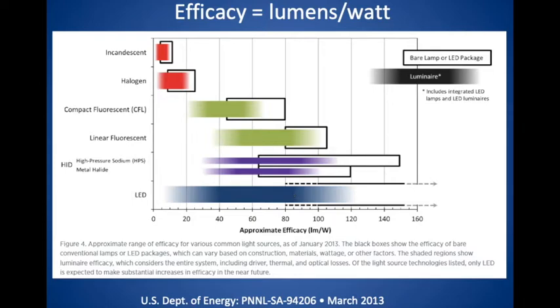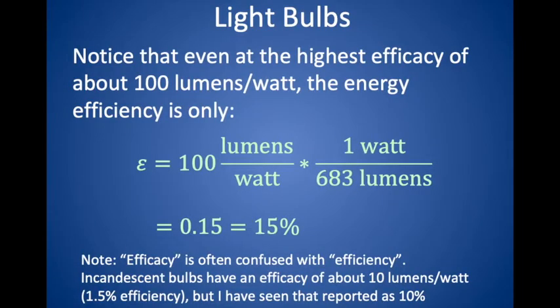Okay, so that's efficacy, which is lumens per watt. But the efficiency, remember, is the useful energy output divided by the total energy input. So if you're getting 100 lumens per watt, and 1 watt, remember, is 683 lumens, that's still only about 15% efficiency. So don't confuse efficiency with efficacy. Okay, those are 2 different things.